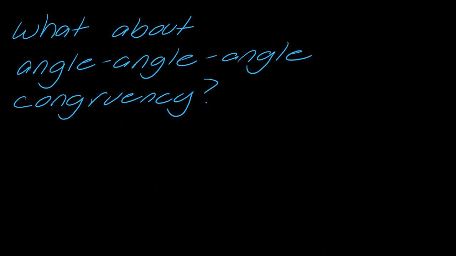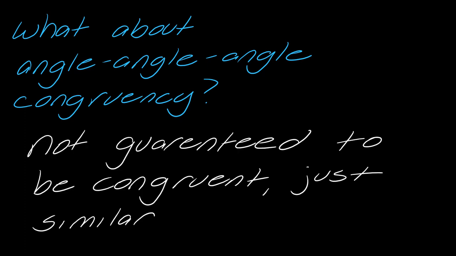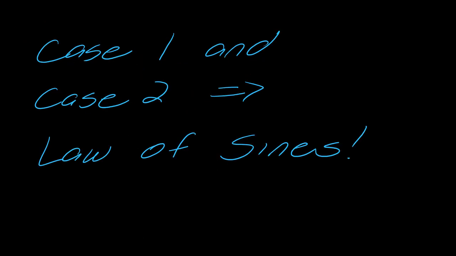Now, what about if I had angle, angle, angle congruency? Could I figure out the different sides of the triangle? You can't. And by the way, angle, angle, angle is not guaranteed to be congruent. You just have similar triangles, but they're not congruent. They're not going to end up being equivalent triangles. Okay, so anyways, back to those cases.